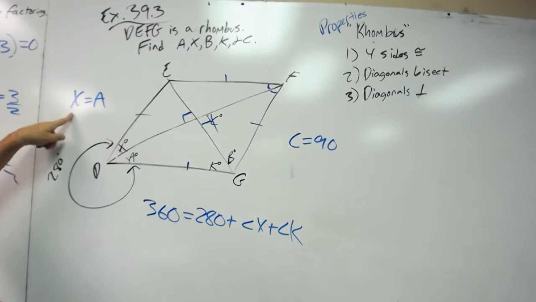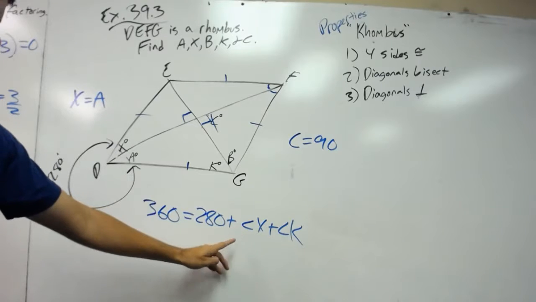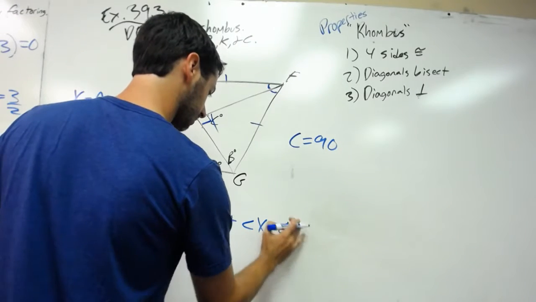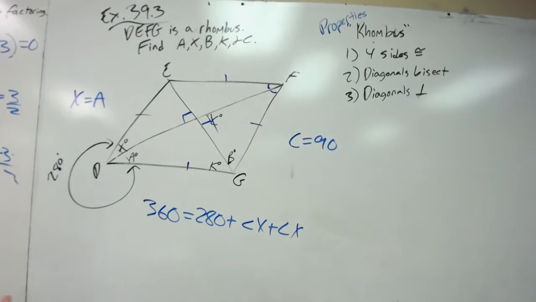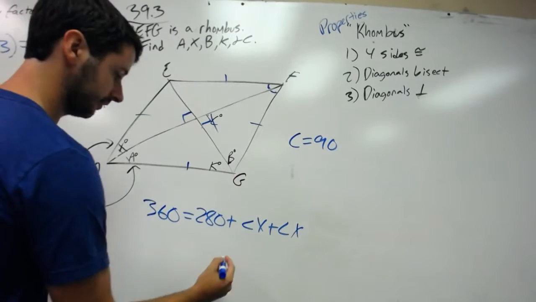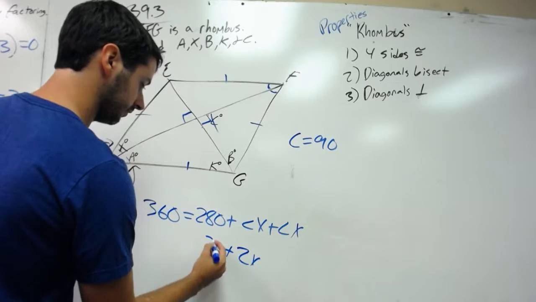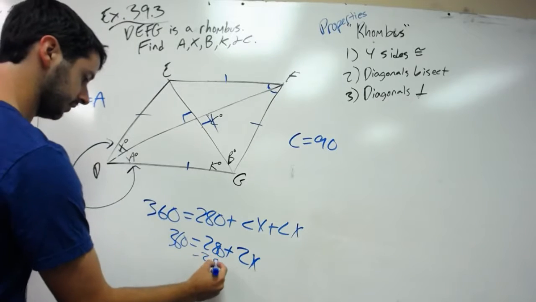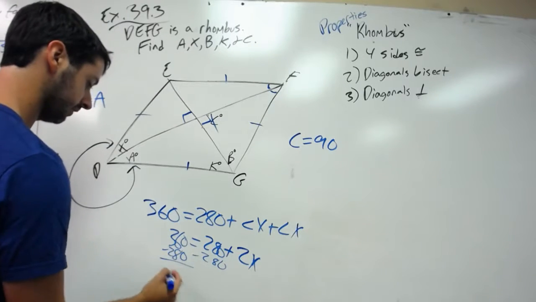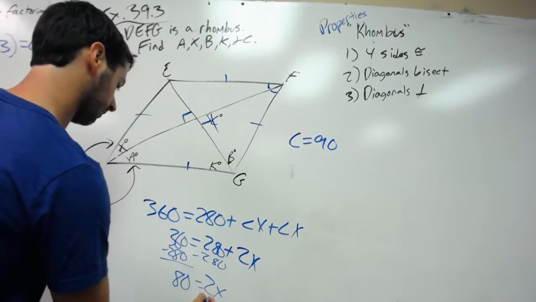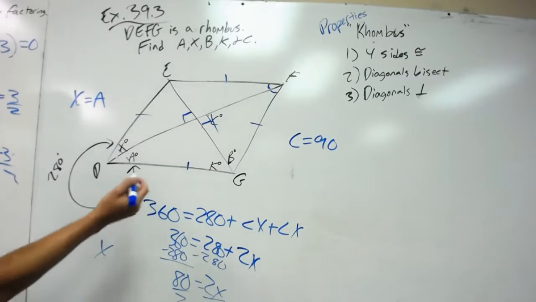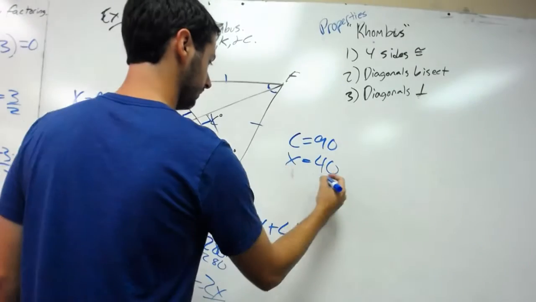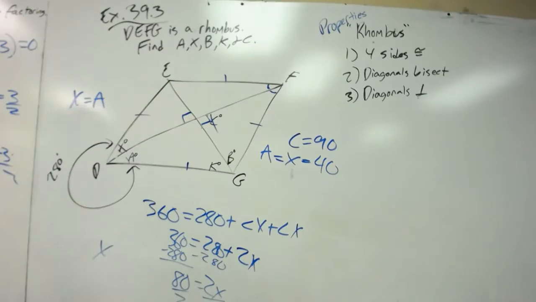So therefore, I can substitute, instead of saying 280 plus angle X plus angle A and having two variables, I can say 280 plus angle X plus angle X, because they're the same. Then we simplify. I'm just going to write 2x. 2x plus 280 equals 360. Minus 280 on both sides. 80 equals 2x, so therefore x equals 40. And since x equals 40, we automatically know that A equals 40. So I'll just write it like that. X and A equal 40.